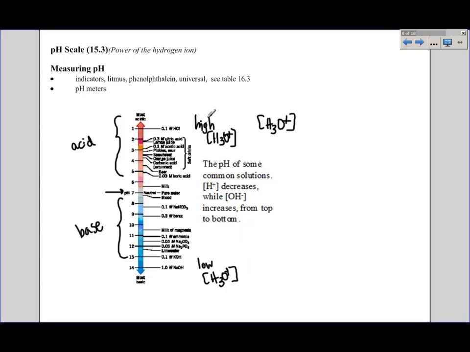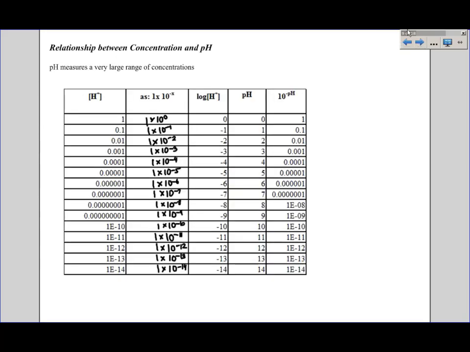Now, because this scale is monitoring the concentration of H3O plus, what we need is a relationship between the pH and the concentration that is derived from the pH scale. The pH scale is actually a logarithmic scale. And many of you have little experience with logs, so what we're going to do is explore the relationship between the concentrations of H3O plus and the pH, and at the same time investigate the idea of what a logarithm is.